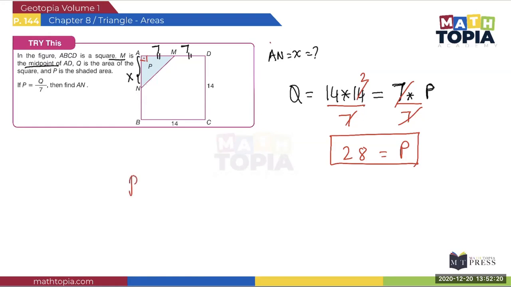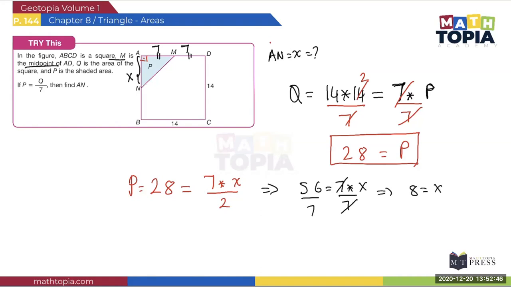The expression of the area in terms of the two legs, 7 times x divided by 2, will help us to figure out the area. So then that is going to be 56, 7 times x, and divided by 7 each side, then 8, the value of x, which is the unknown part of that shaded square. So that is the end of chapter 8.